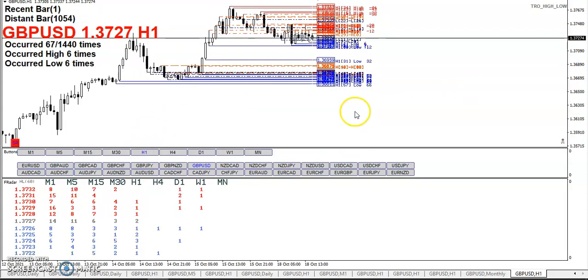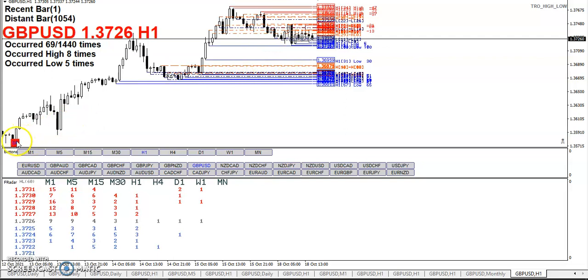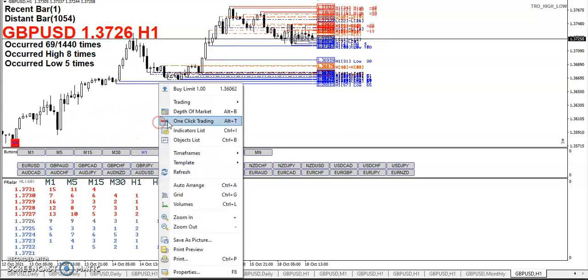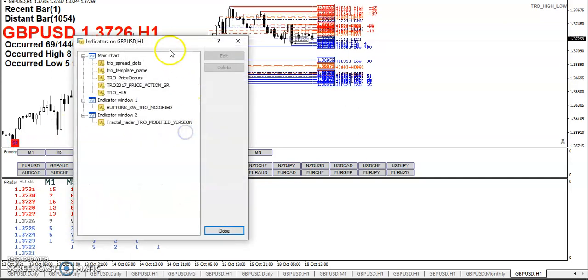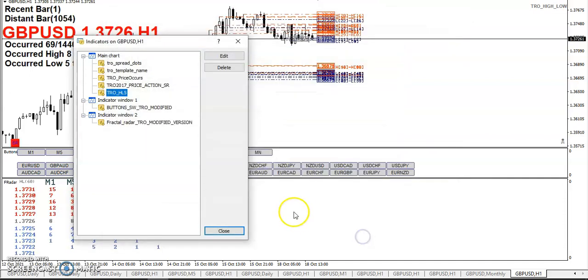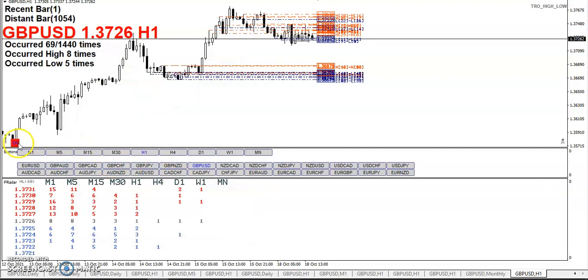And put this back to the H1. Now, you can see when I change the time frames, the high-low indicator clicks back on. So what we can do is turn off HL5, and we can just look at the price action.